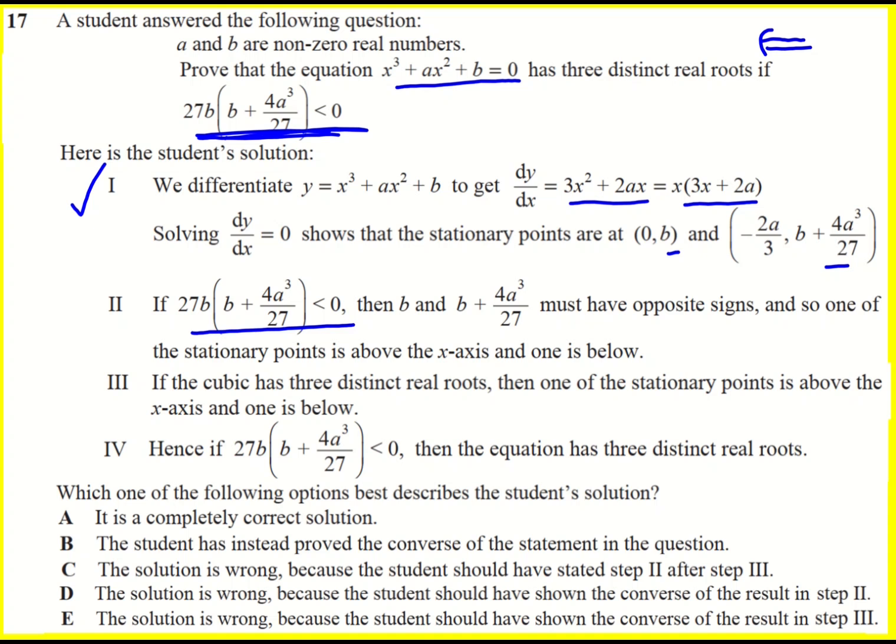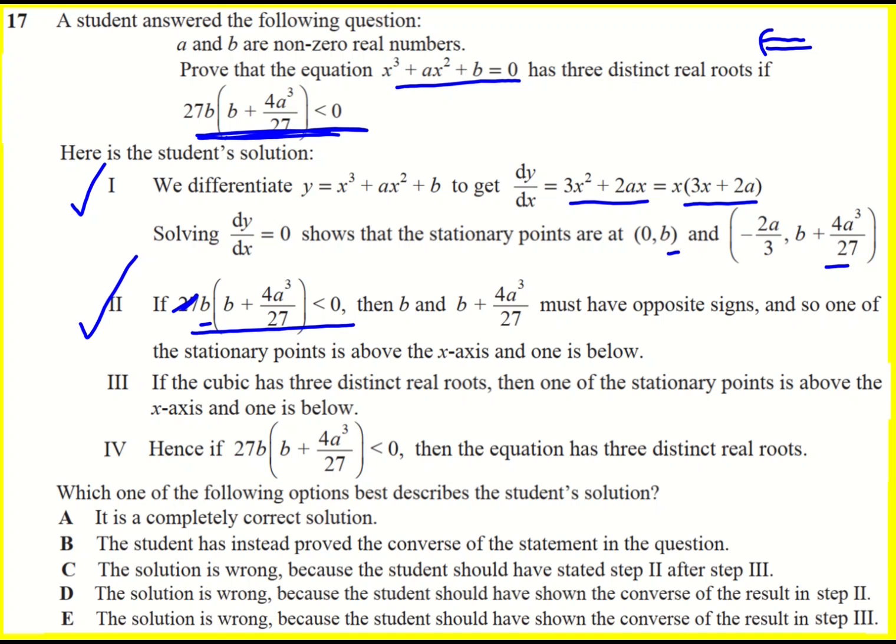So what that tells us, correctly, is that we can forget the 27, to be honest. B and this term here have to have opposite signs. And so one of the stationary points is above the x-axis, one is below. All good. That is really nice. But then it says if the cubic has three distinct real roots, then one of the stationary points is above the axis and one is below.